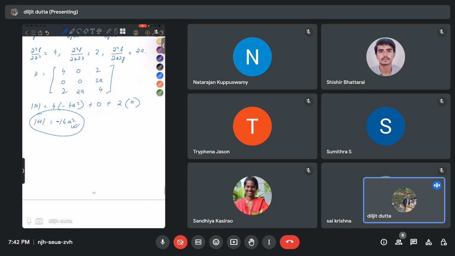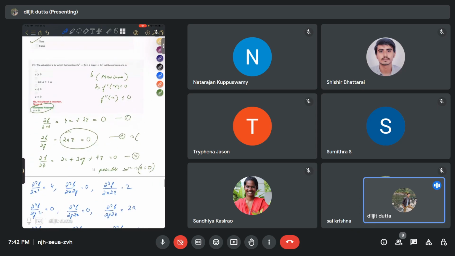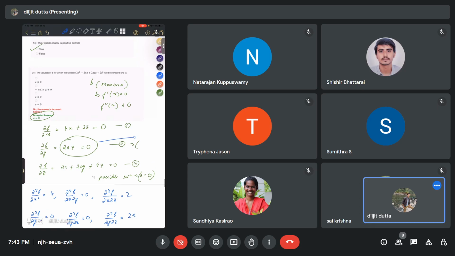Okay, based on the Hessian matrix, I think it is possible for all values of a, but for this second condition, that del f by del y is equal to 0, this function doesn't depend on y, it depends only on x and z, and this will be 0 for all values of y only if a is equal to 0. I think that is the explanation. So that is why we are going with only one solution, that is a is equal to 0.